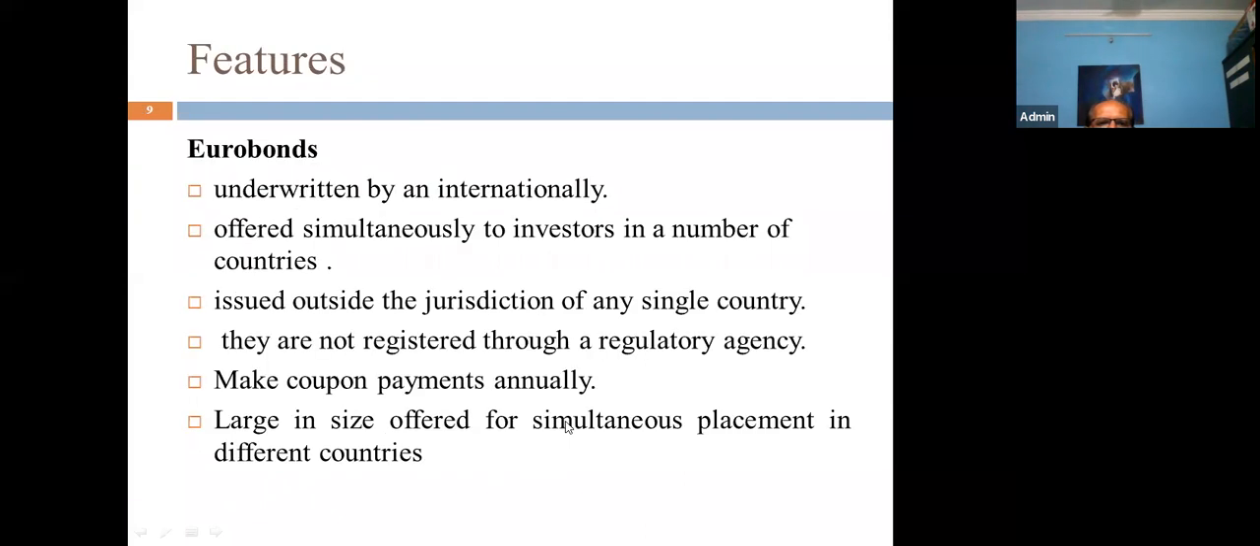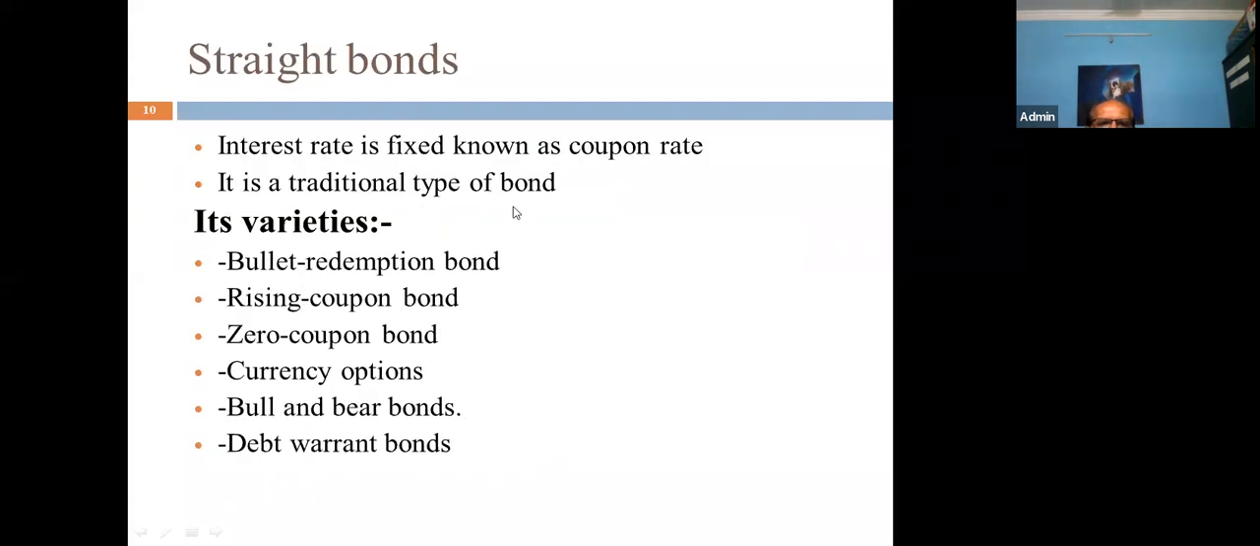Now, next one is the straight bond. What is this straight bond? Let us understand. In a straight bond, the interest rate is fixed, known as the coupon rate. Whatever return the investor is getting, that return is fixed, his income is fixed. That is known as the interest rate. It is a traditional type of bond. Now, its varieties, different types, are there.